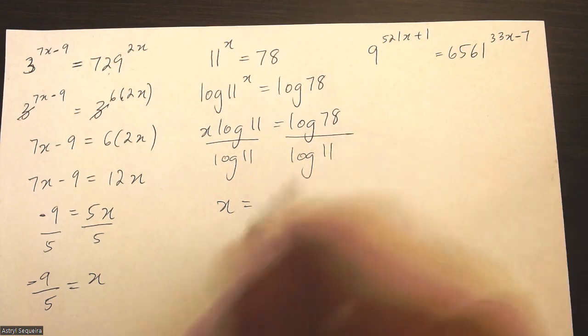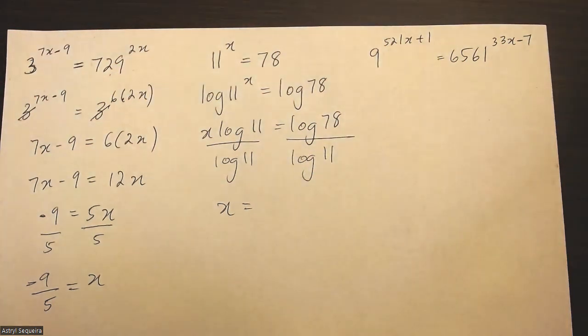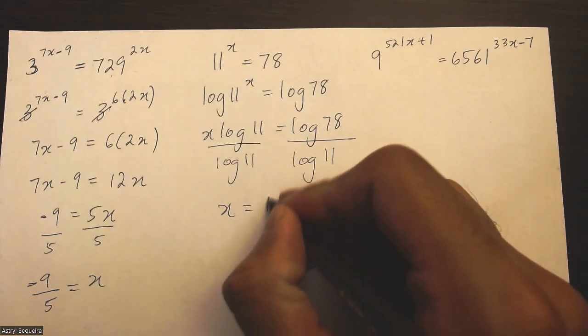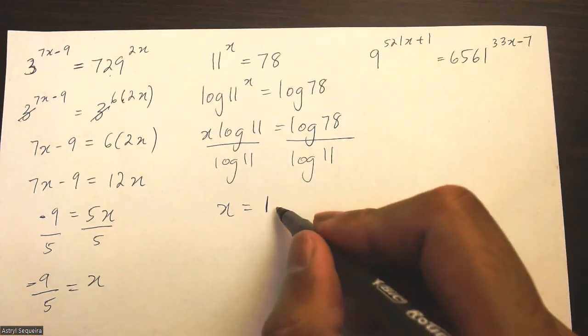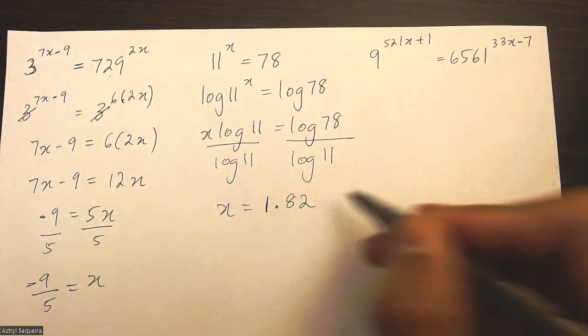And if I type in log 78 divided by log 11 in my calculator, I will get 1.82 approximately if I round to 2 decimal places.